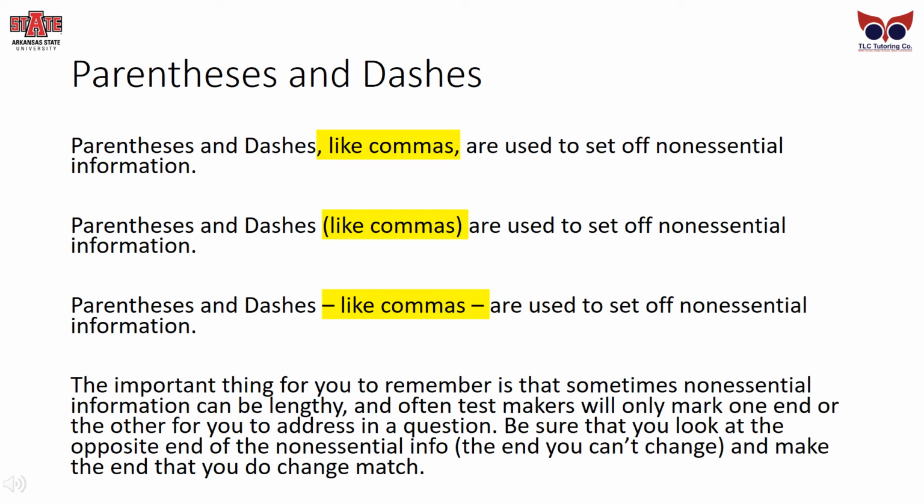Parentheses and dashes. Parentheses and dashes, like commas, are used to set off non-essential information. You'll notice in the three examples of this sentence, three different methods are used to set off the non-essential information. First commas, then parentheses, then dashes. All of these are correct.